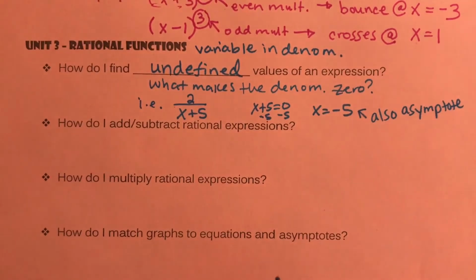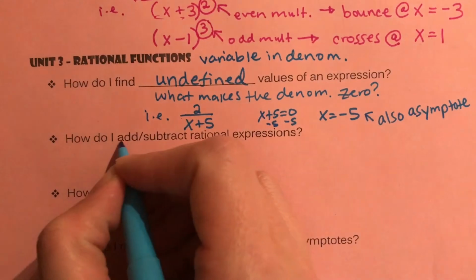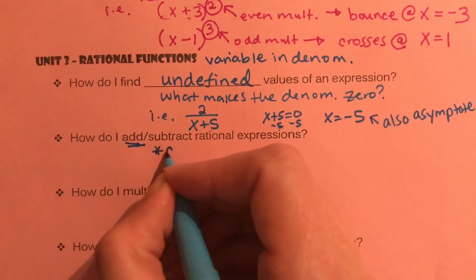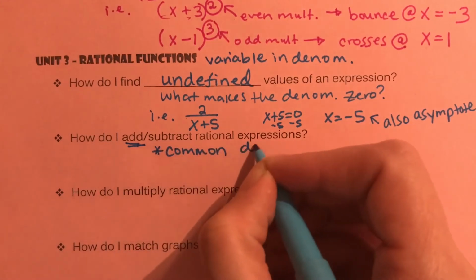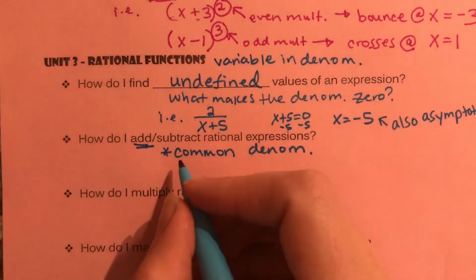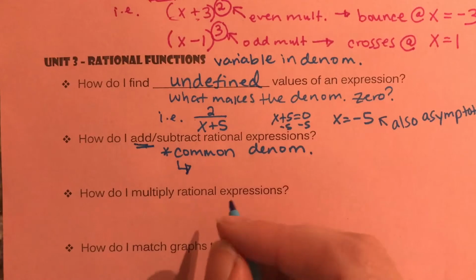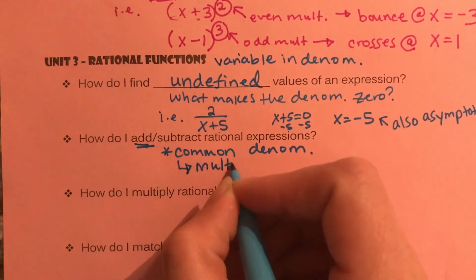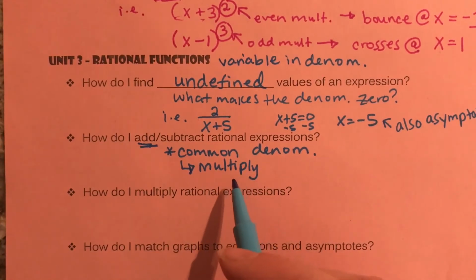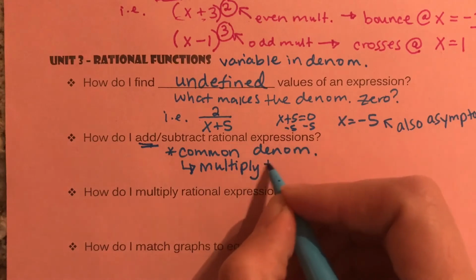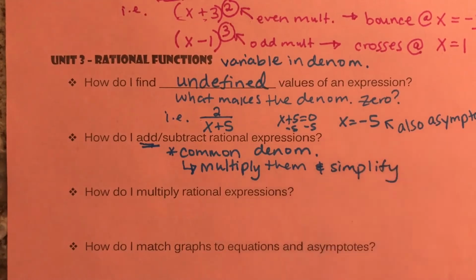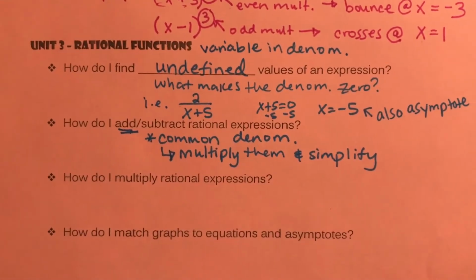We also added and subtracted rational expressions. So when we're adding or subtracting, we need to make sure that we have a common denominator. If we don't have a common denominator, we have to make one. And to do that, we multiplied each of our expressions by the denominator of the other one. And then we simplified. So we did not solve anything, we just added and subtracted them together.